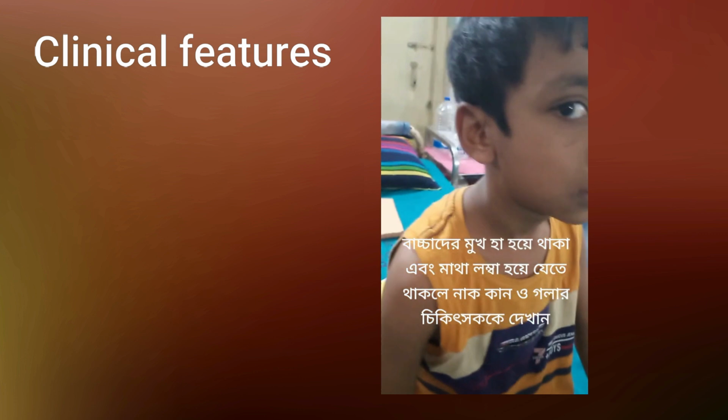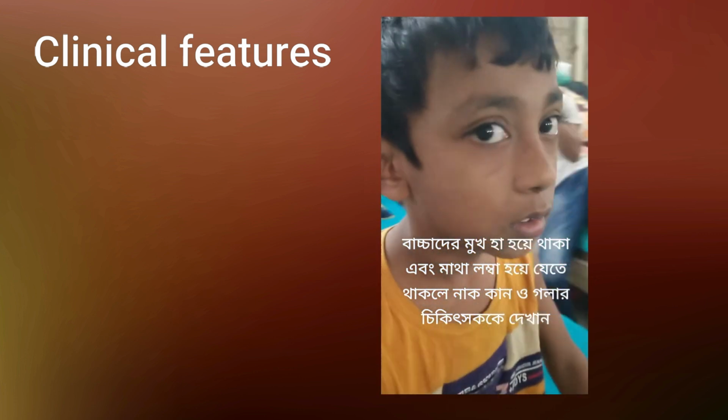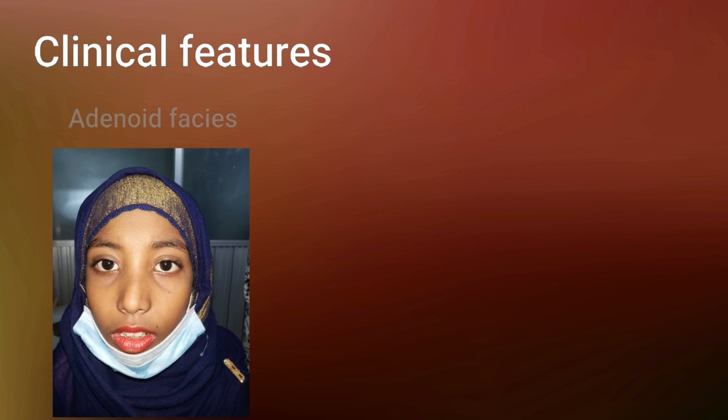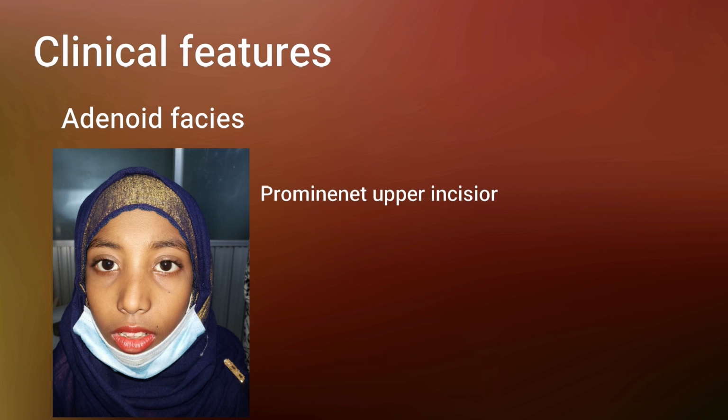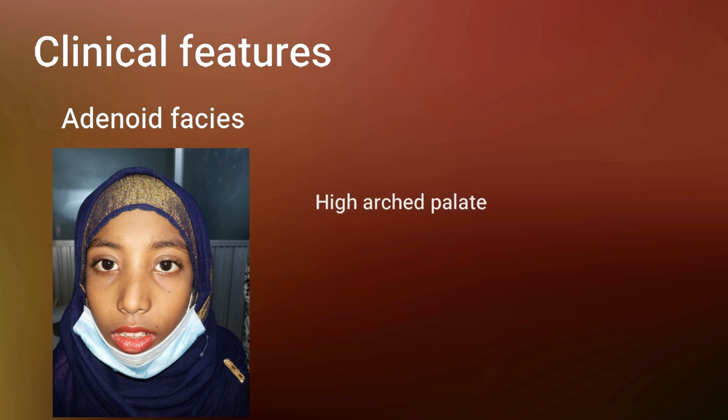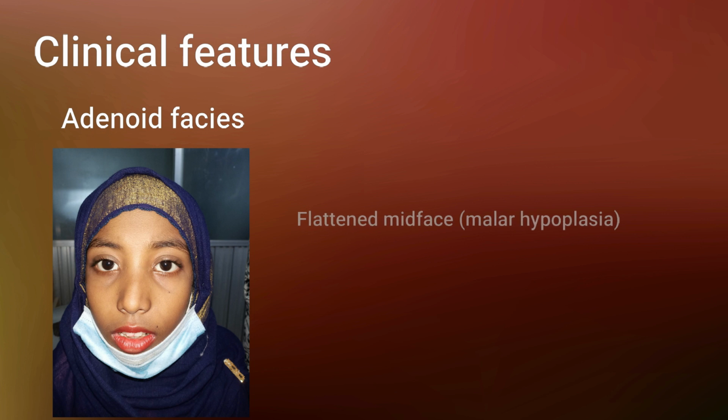Chronic nasal obstruction and mouth breathing lead to characteristic facial appearance called adenoid facies. The child has elongated face with dull expression, open mouth, prominent and crowded upper teeth, hiked up upper lip, pinched-in appearance of the nose due to disuse atrophy of the alae nasi, highly arched hard palate, and flattened mid-face or malar hypoplasia.